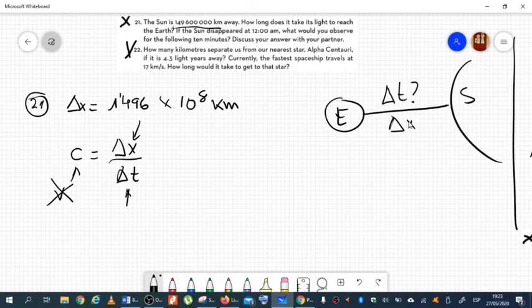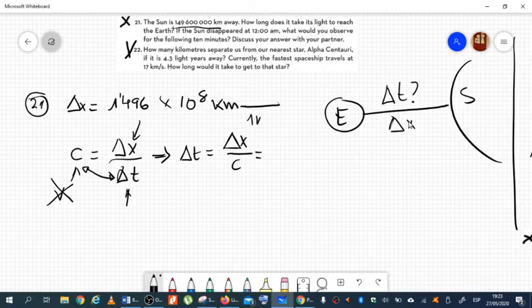Okay, so we have to calculate the time. The time is equal to, remember, we swap these two variables. It is equal to the distance divided by the speed. So let's pass first kilometers to meters.